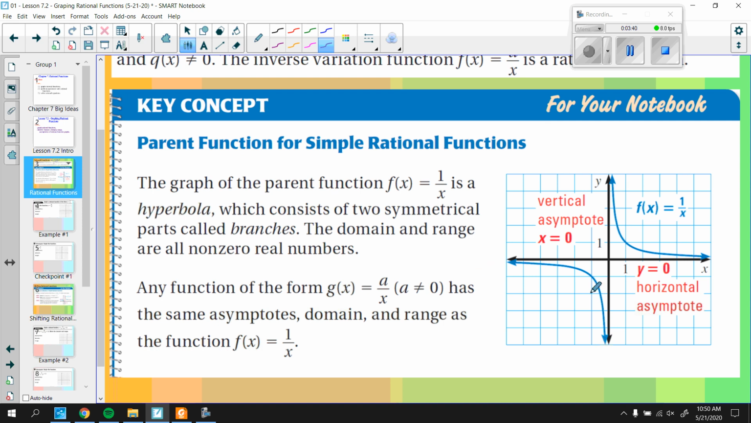Each one is called a branch, okay? They're always going to be opposite like this, in opposite quadrants, at least for a simple rational function. So if you find yourself making one that's side by side, like this, and your graph looks like this and this, something happened. They should be in opposite corners.